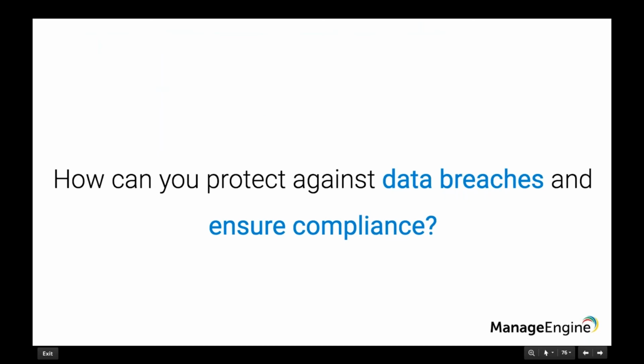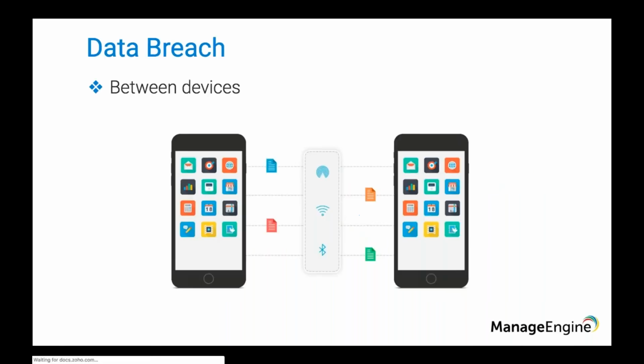Coming to our second scenario, how can you protect against data breaches and ensure compliance? As we've been seeing for the past 1 or 2 years, data breaches have been frequently occurring, and almost all corporate data that is present on the device gets compromised. So what happens in case of data breaches? Data breaches can be broadly classified into 3 types.